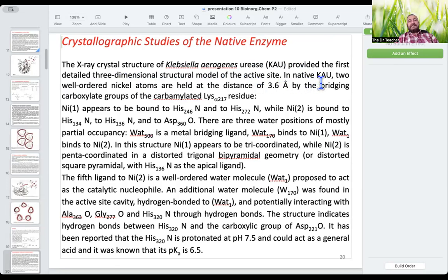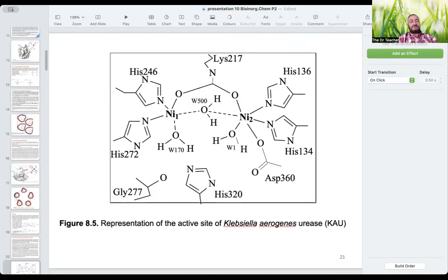In native Klebsiella aerogenes urease, two well-ordered nickel atoms are held at a distance of 3.6 angstrom by the bridging carboxylated group of the carbamylated lysine residue. So everything here is the crystallographic studies of the native enzyme and the functional groups with the distances and naming of the groups with the pKa and dissociation of the acid.